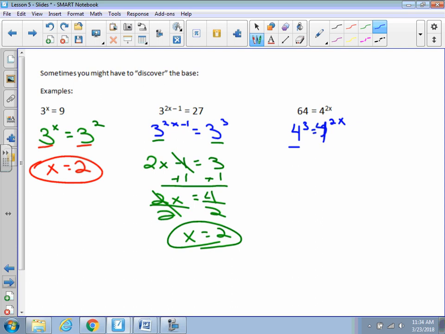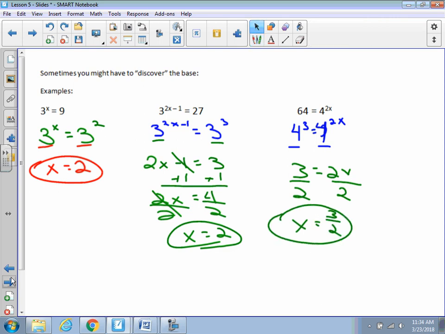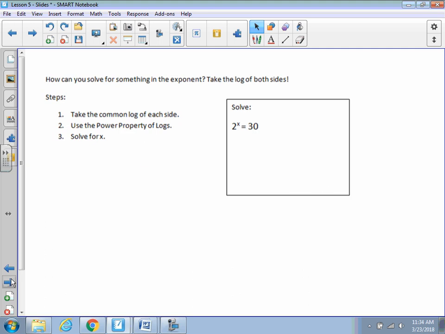Okay? Now, the next one says, how can you solve for something in the exponent? Well, you can take the log of both sides. So this works when you see the next problem, you see that it's 2 to the x equals 30. Well, 2 to no power is going to get you 30.